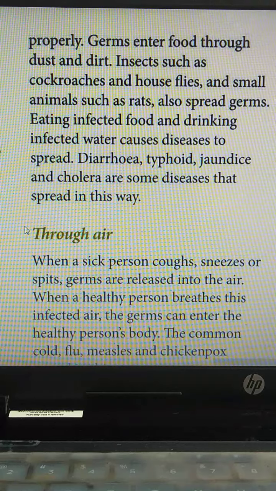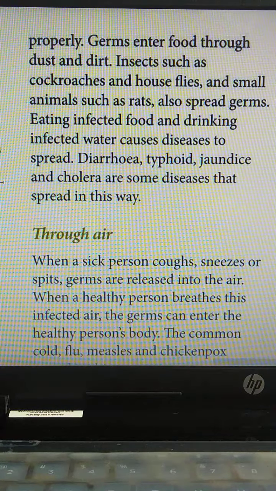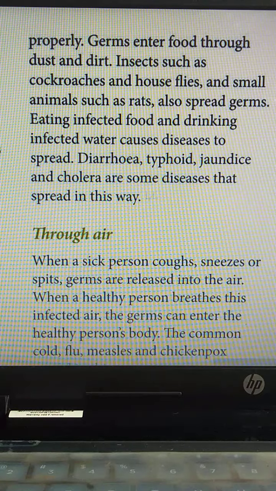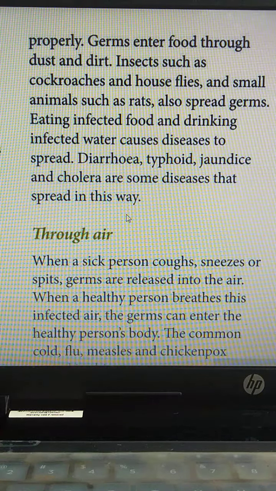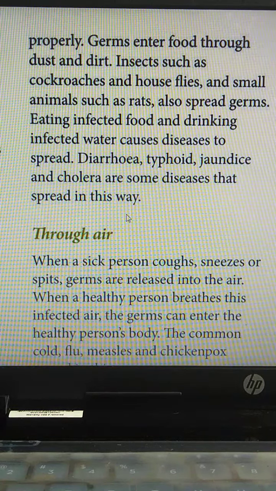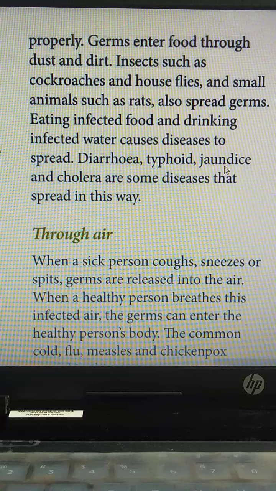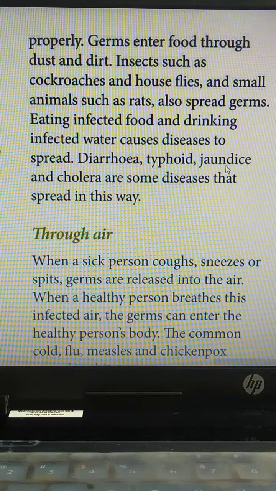Definitely, when a rat enters the food and eats it, and you eat that food, or if any small insect has fallen into the water and you drink that water, then it will cause disease, right? You will suffer from the disease. What are the very dangerous diseases? Diarrhea, typhoid, jaundice, and cholera are some diseases that spread in this way. If you take dirty food, uncovered food, then you suffer from diarrhea, and typhoid fever, very dangerous. Then jaundice, if you eat dirty food, you suffer from jaundice.